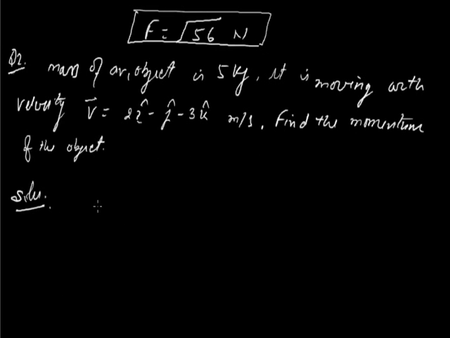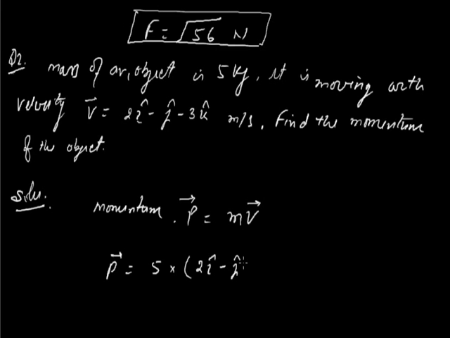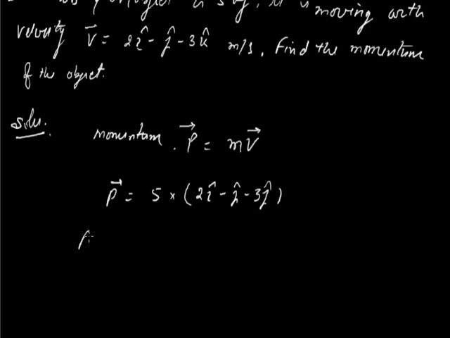Now the solution. Momentum P is given by m into v. Here v is a vector, so P will also be a vector. So P will be 5 into (2i minus j minus 3k). The value of vector P will be 10i minus 5j minus 15k. That's kilogram meter per second.